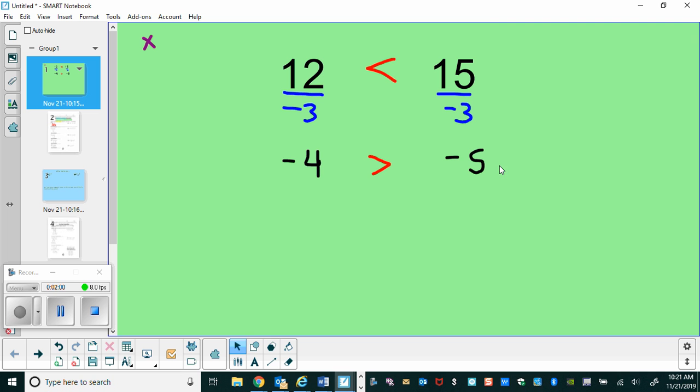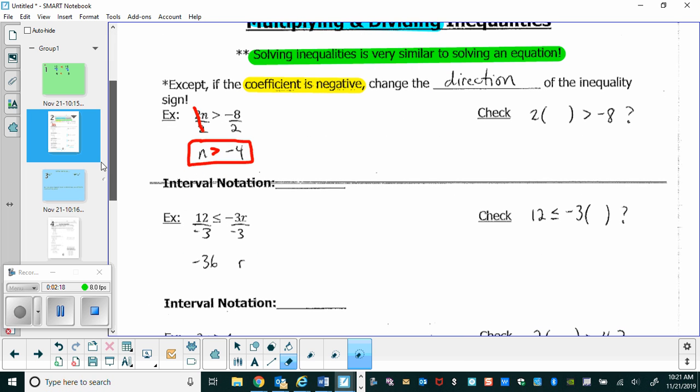All right. Now, I do want to be clear here. If it wasn't a negative, then obviously we would not need to switch the direction here because the 5 is still bigger than the 4. So it only switches if the number is negative on both sides that you're multiplying or dividing by, okay? So take a look at the next example here. What we've got is that you're dividing both sides by -3.